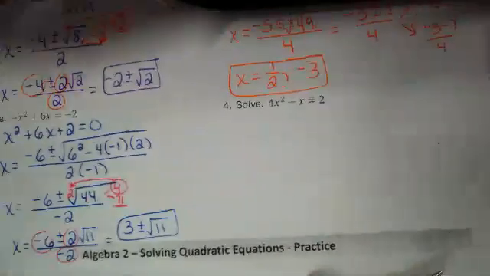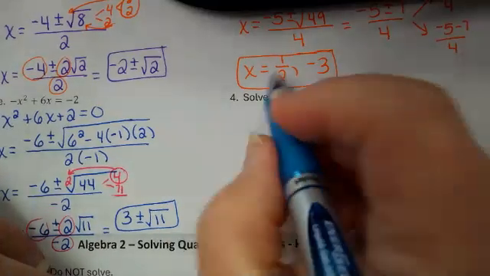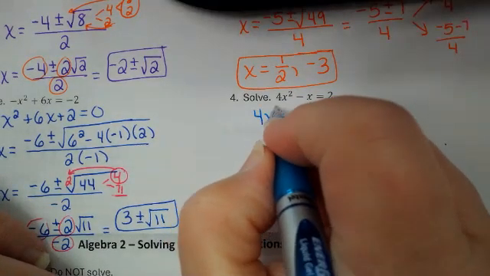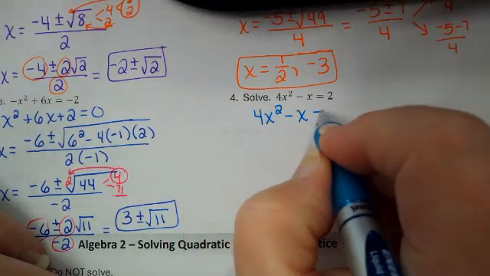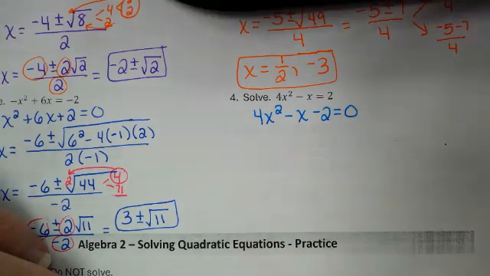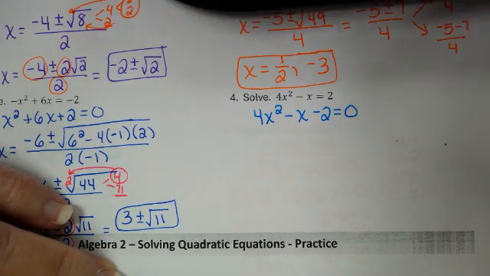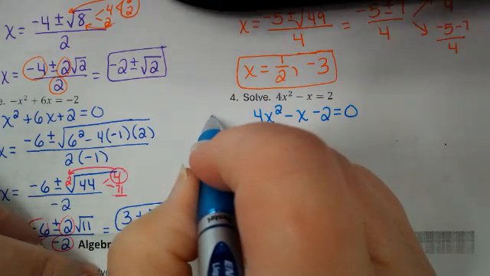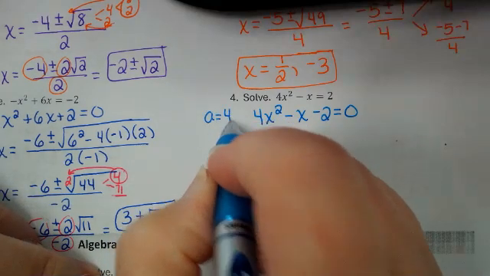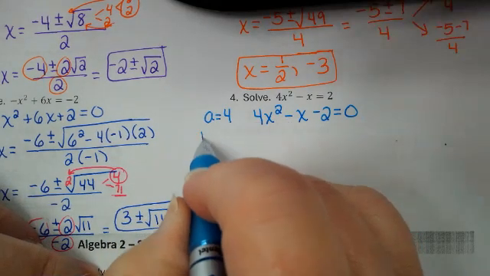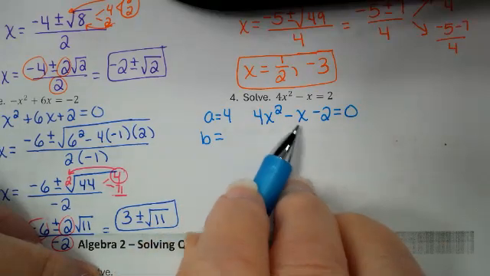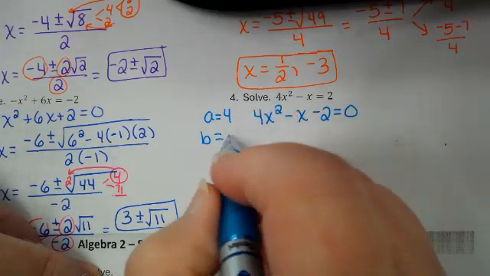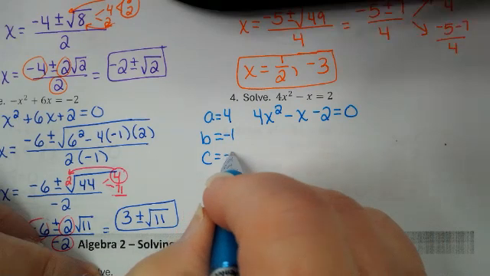All right, one more. Let's make it equal 0. 4x squared minus x minus 2 equals 0. And let's identify a, b, and c. A is the number in front of x squared. B is the number in front of x. Be careful, that's a negative 1. And c is the constant.